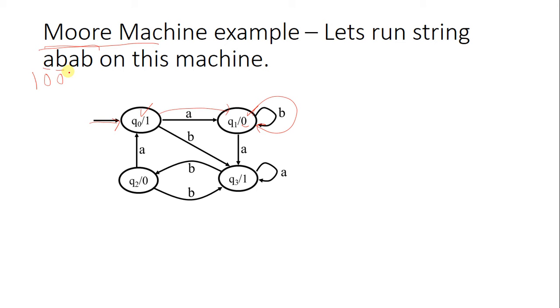Then I read letter A. I move to this state, and I get the output of 1. Then I read letter B. So I go to this state, and the output is 0. So here we have 4 letters as input and 5 characters as output. This first character is an extra, because the output is written inside the states, so it is an extra output.